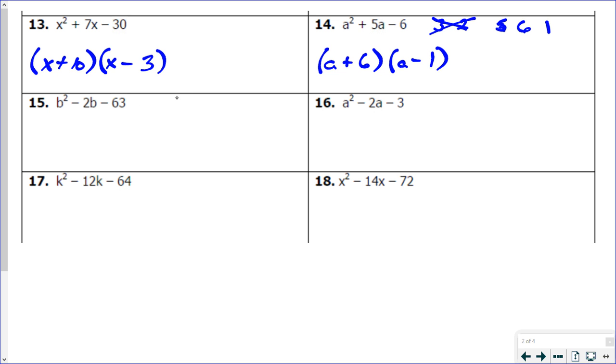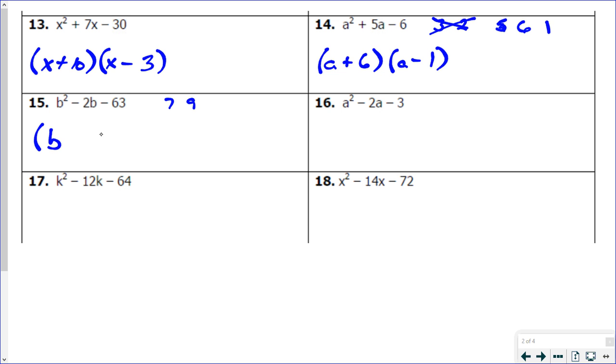All right, 63. This time they're both negative. So to get a negative product, that means, again, one of them's positive and one of them's negative. And when I add them together, the bigger number needs to be negative to give me a negative sum. So how about 7 and 9? So 9 minus 7 will give me 2, and 7 times 9 is 63.